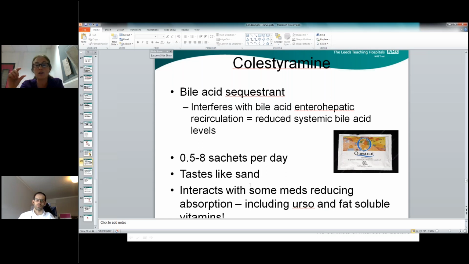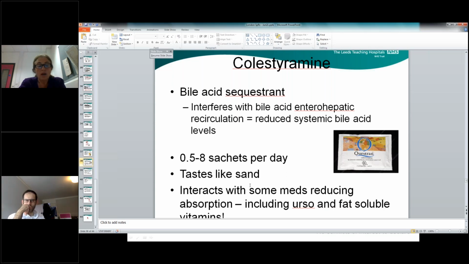The only problem is that it tastes utterly disgusting, and it's like eating sand. It's a sachet that you have to mix with water, although you can mix it with food, with yogurt or whatever, but it's still a really gritty, sandy product that trying to get children to take is very challenging, and although it works, our problem is compliance.